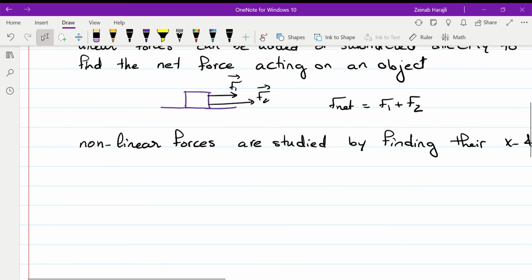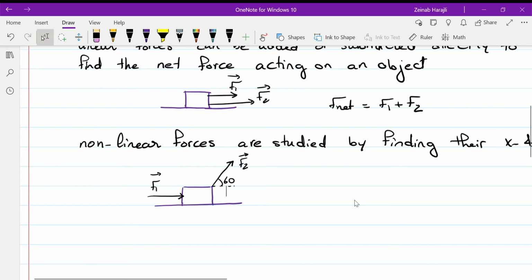So let's see an example. If the same box is on a surface, now one person is pushing it with a force F1, while the second is pulling the box with a force F2 that makes an angle of 60 degrees with the horizontal. In this situation, the two forces are not linear, and we need to find the net force by considering the x and y components. So how do we do that?